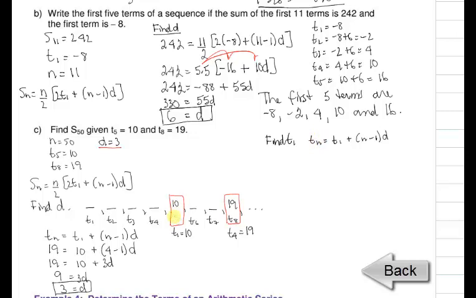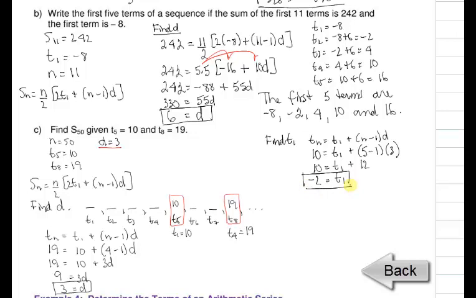I'm going to put 10 here. I'm looking for t1, and because I'm using t subscript 5 to find t1, I'm going to have n as 5. So I plug in 5 for n, and I know now that d is 3. And I am going to now solve for t1. So 5 minus 1 is 4, and 4 times 3 is 12. I'm going to bring the 12 over. It becomes negative, and 10 minus 12 is negative 2, and so I have that t1 is negative 2.